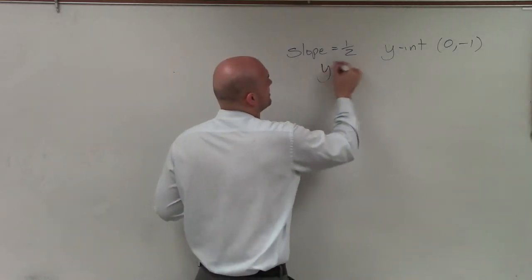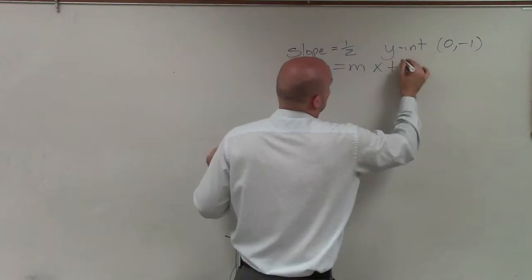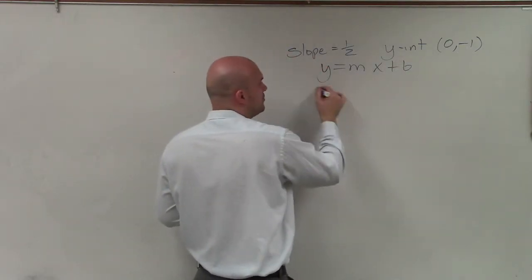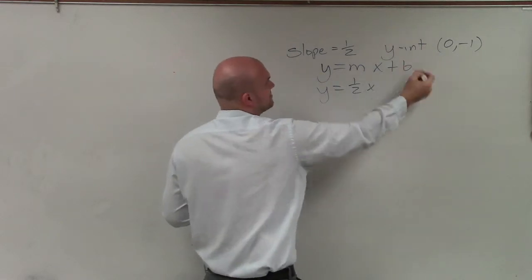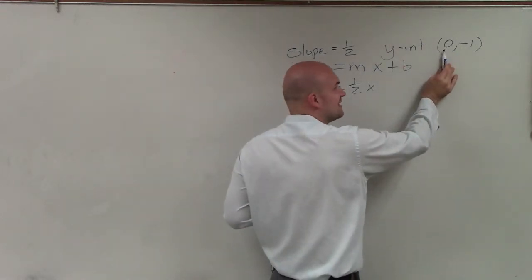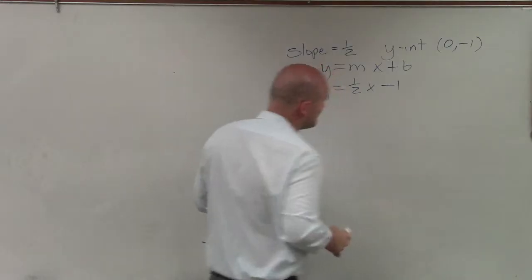Slope-intercept form, again, takes the form y equals mx plus b, where m represents our slope, which is 1/2, and b represents our y-intercept. Our y-intercept is always going to have an x value of 0, so it's just going to be -1.